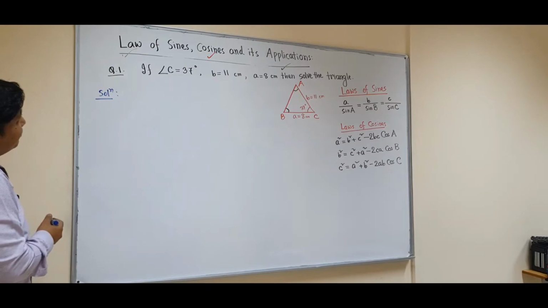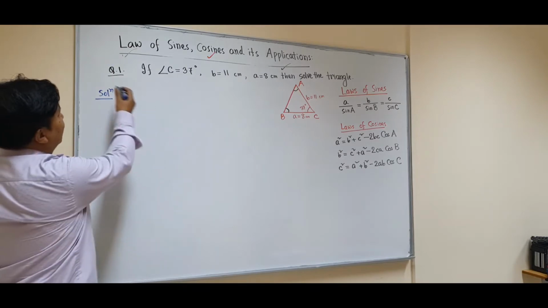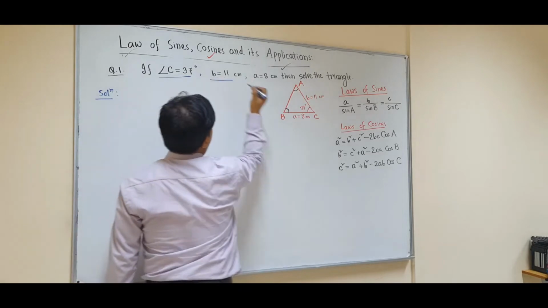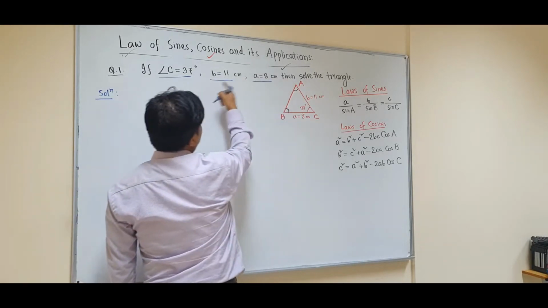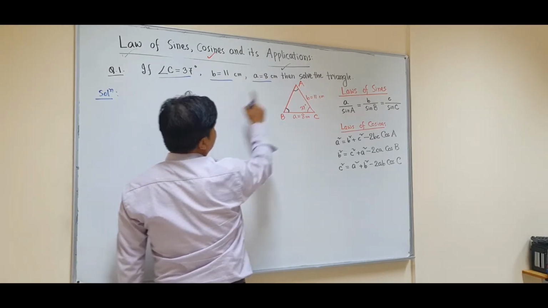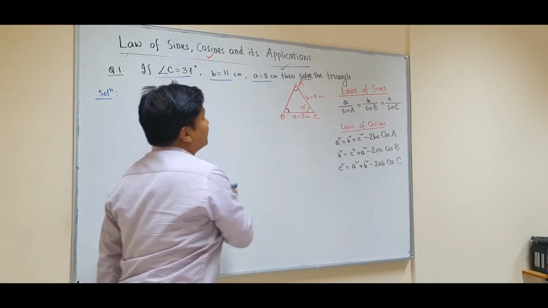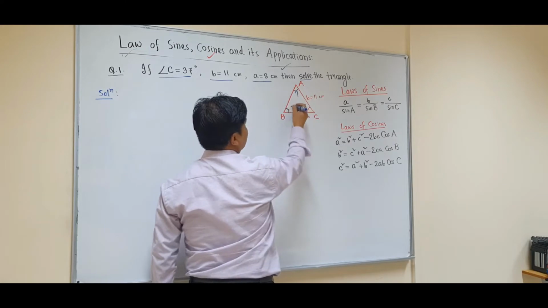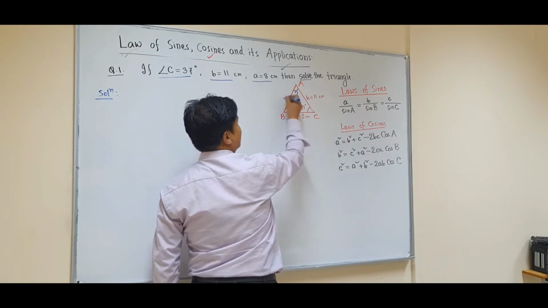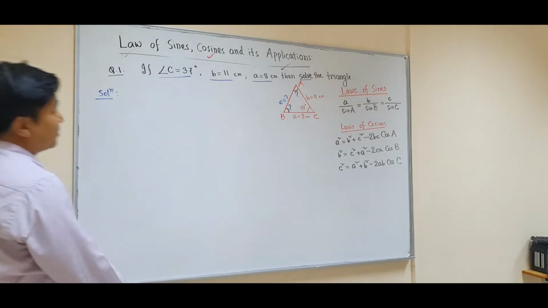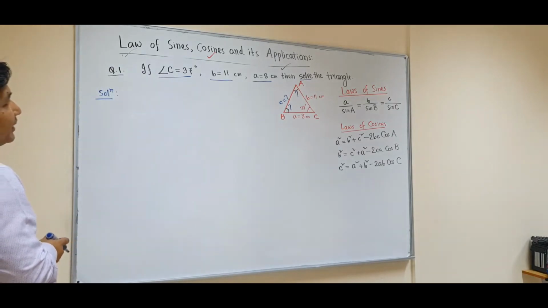Let us take question number 1. In this question you can see angle C is given, one side, another side, 2 sides and one angle are given. We need to find or solve the triangle. Means we have to find angle A, angle B, and opposite to C, this side c. So we need to find out these 3 values.